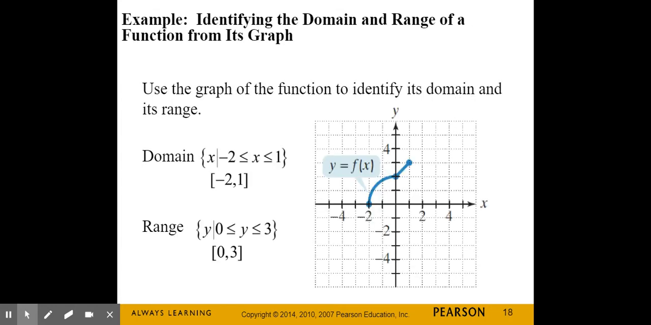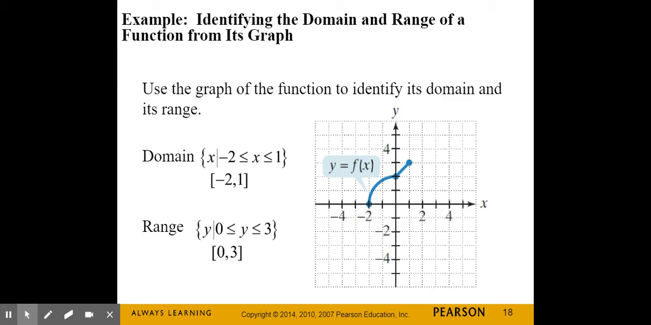Use the graph of the function to identify its domain and range. So again, its domain is all the x values. So I'm just looking at this from left to right. What part of the graph is covered from left to right by that blue function? So on the left, it's -2. It's continuous all the way to that point, which is +1. So the domain, depending on which notation you're using, the x is between -2 and 1. That would be set notation.